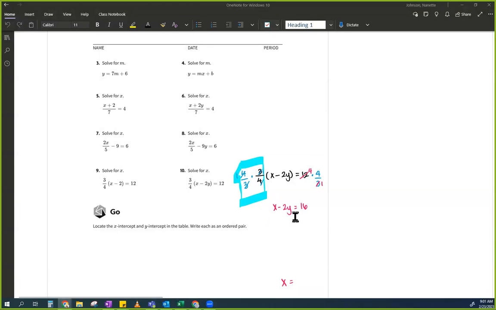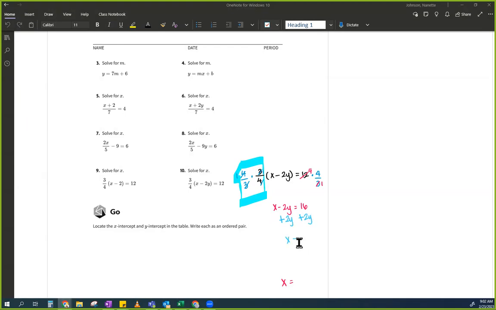And I'd say, very good. What would you add? And whatever you do to one side, you have to do the other. So what would you add? Exactly. I would add 2y as well. So 2y, 2y. So then my answer is x equals 2, right?